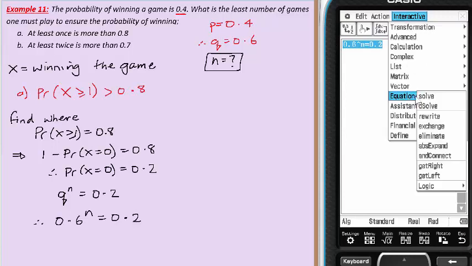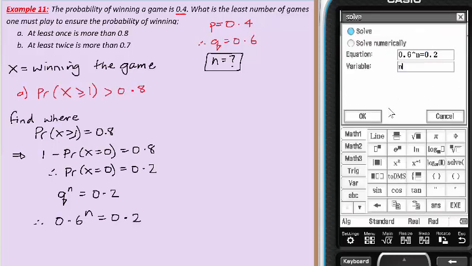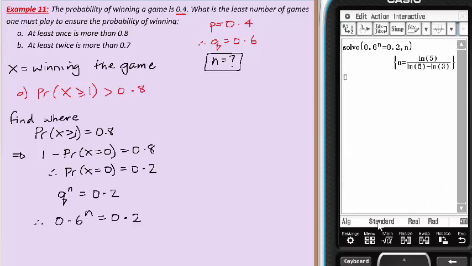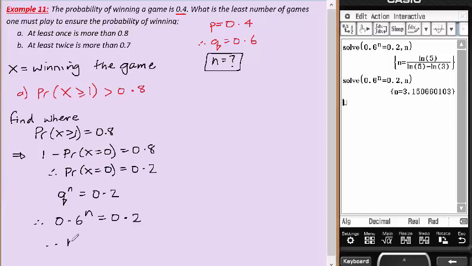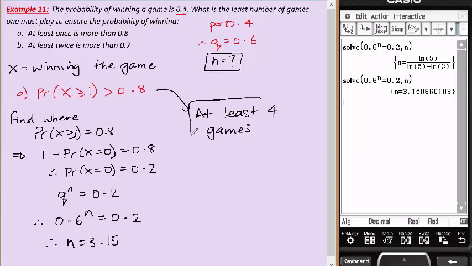And I know there are lots of different ways to solve it, but this is just the way that a crusty old person like me does. And I end up getting an answer that's really useless, so I'll hit that again, and I get 3.15. So therefore n is 3.15. Now, I can't play 3.15 games, so therefore the answer is at least 4 games. Because if I only play 3, even although rounding it off to 3 would be closer, if I only play 3, I haven't reached this threshold. So I need to go to the next game, which is 4 games.